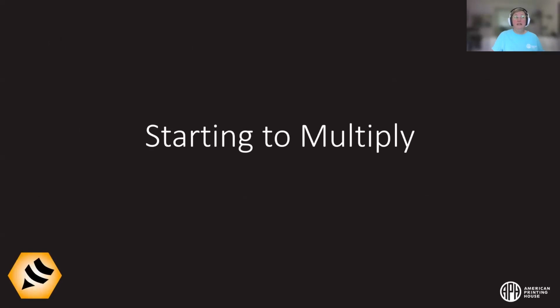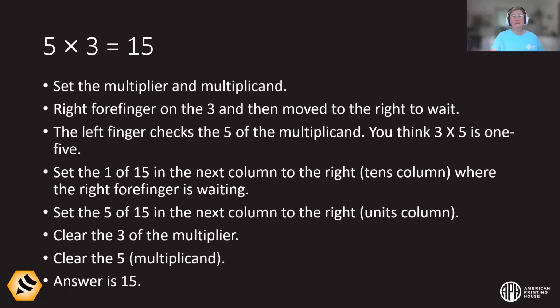Okay, let's start to multiply. You ready? We're going to start with a problem that you already know the answer to, just like we're going to start with our students, answers they already know. We're teaching them now how to set where their product is. So 5 times 3 equals 15.